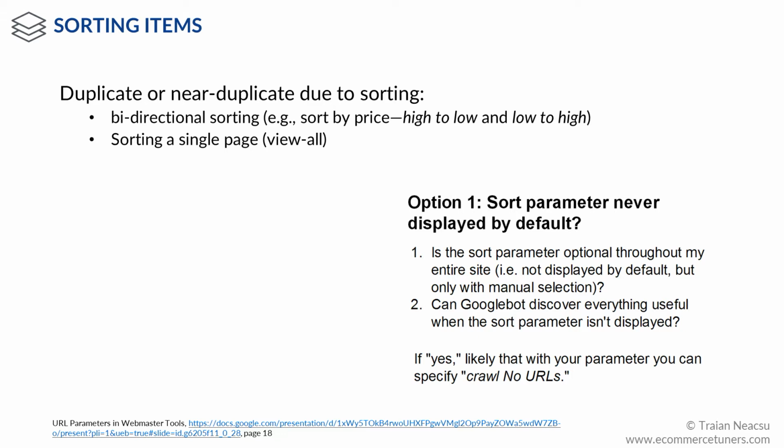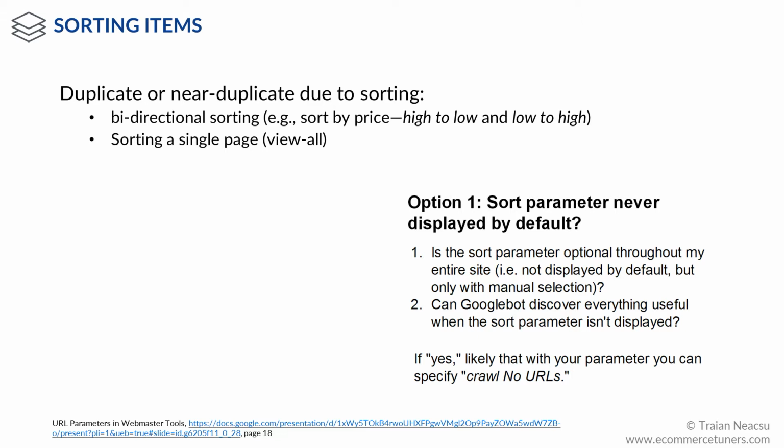This will create duplicate or near duplicate content problems, especially when the sorting can be bidirectional or when the entire listing is on a single page. Google tells us that if the sort parameters never exist in the URLs by default, they don't even want to crawl those URLs. This screen cap is from Google's official presentation, URL Parameters in Webmaster Tools.